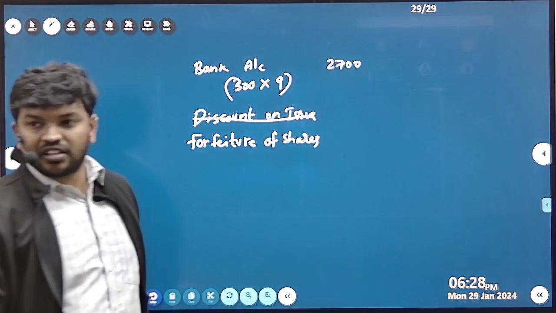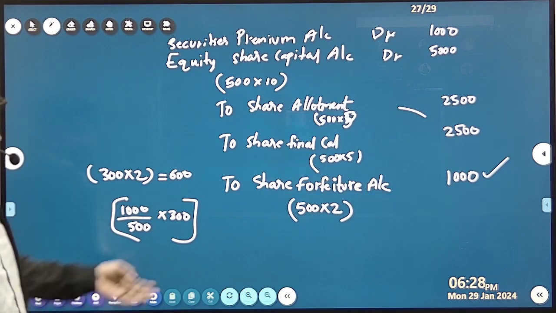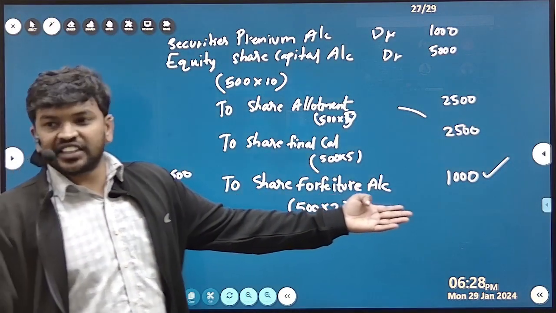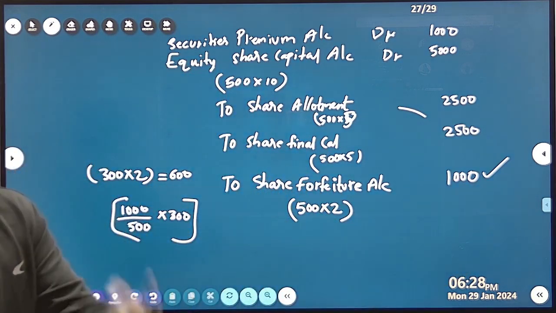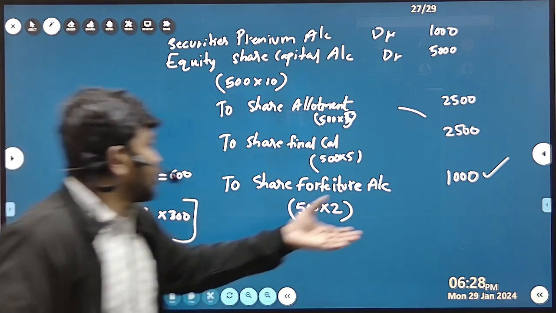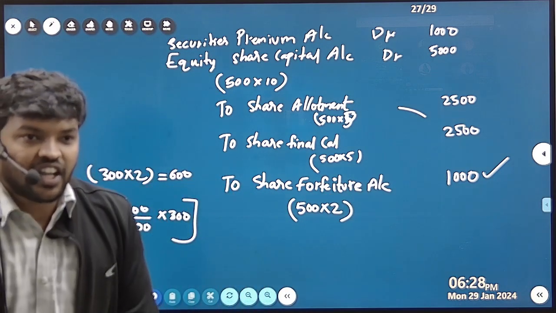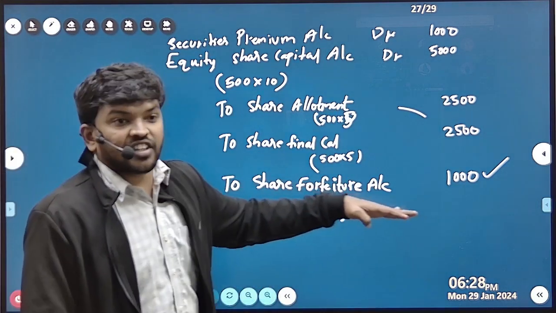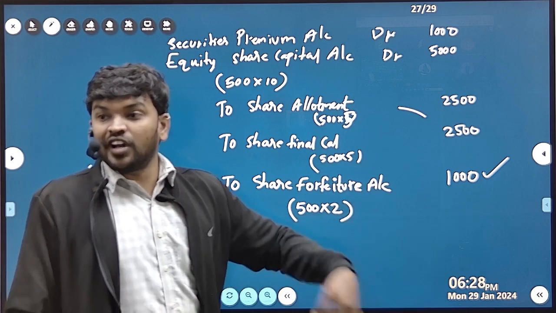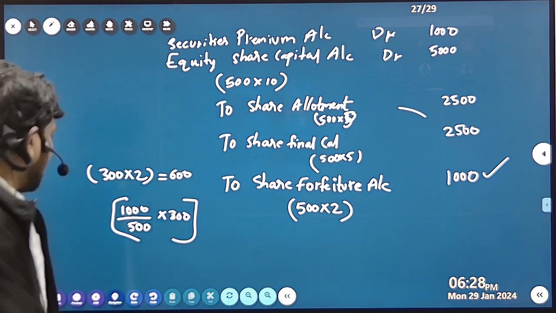What is the balance which is available in forfeiture account? Tell me the balance. Check here. What is the balance here? 1000 rupees. This is nothing but profit, yes or no? So when you are reissuing the shares at discount, you have to utilize this profit amount first. Understood? I'm not debiting discount on issue of shares. What am I debiting? Forfeiture account, because I already have profit on forfeiture of the same shares. Understood?